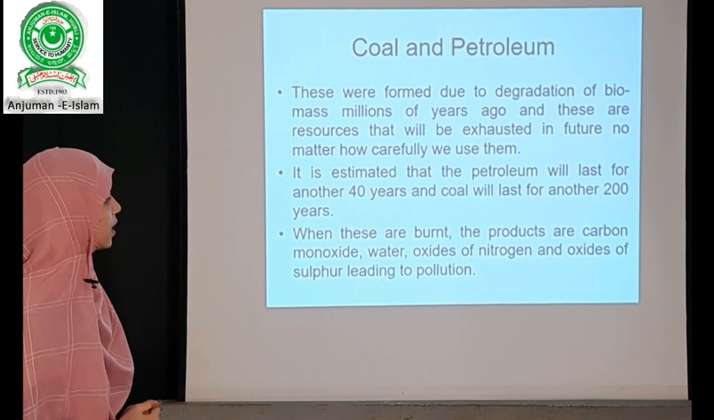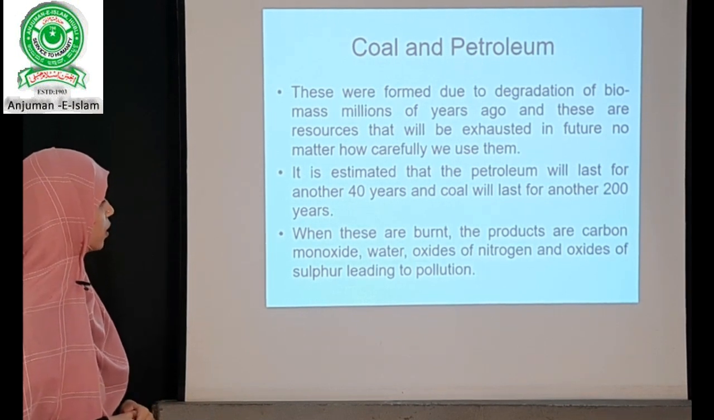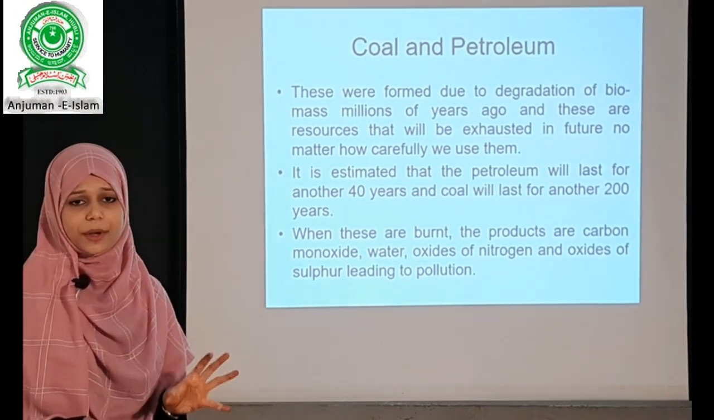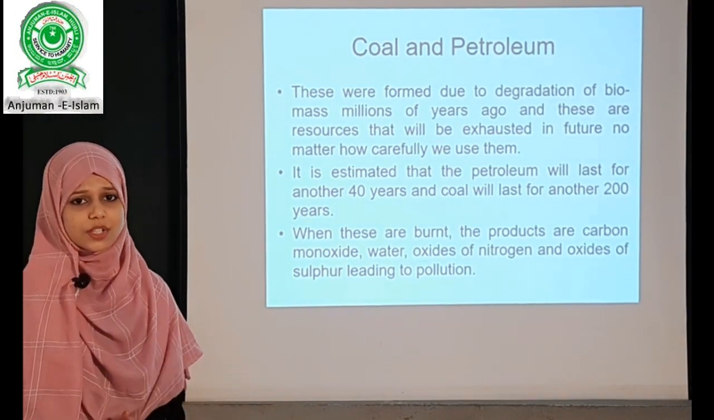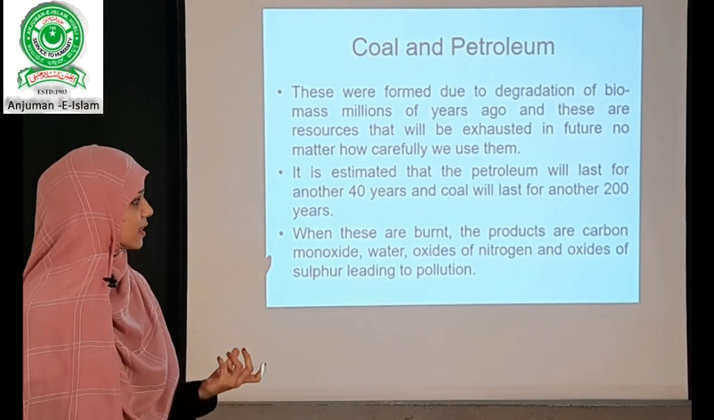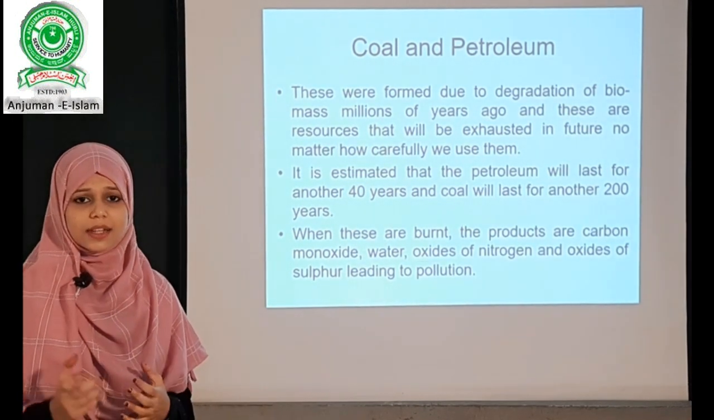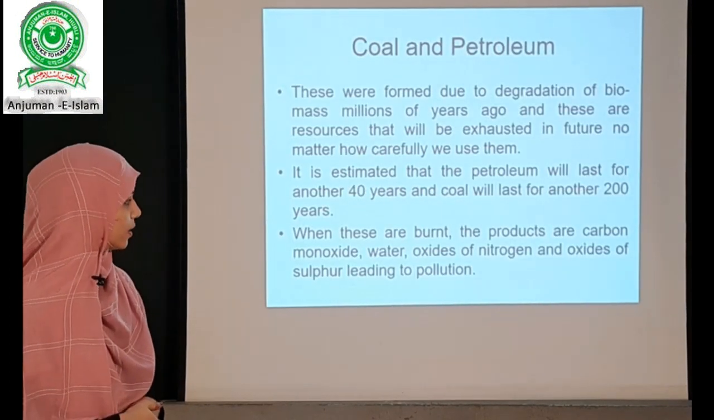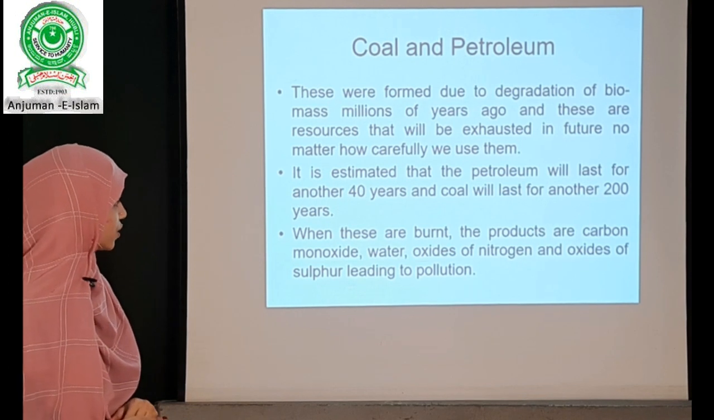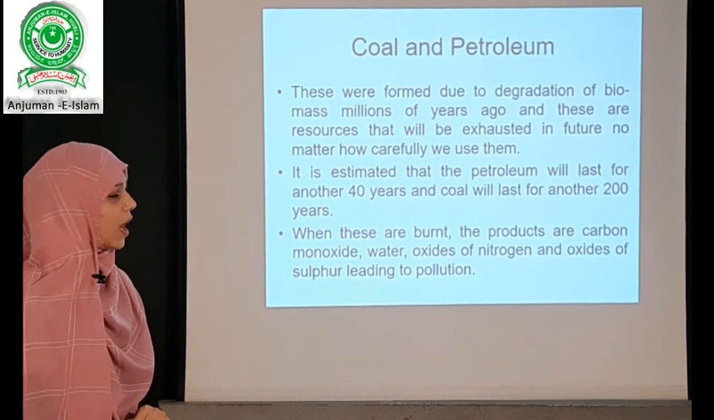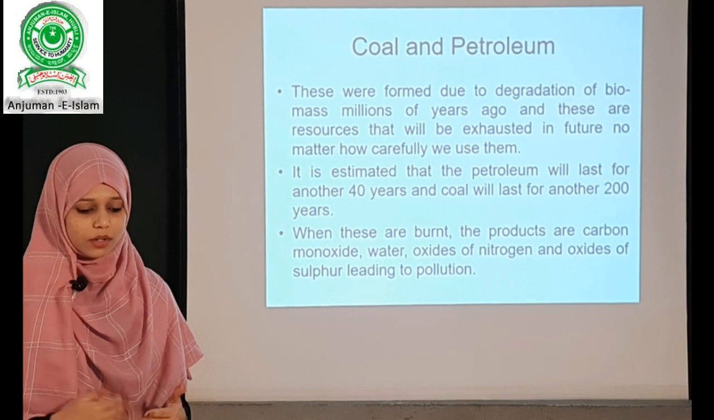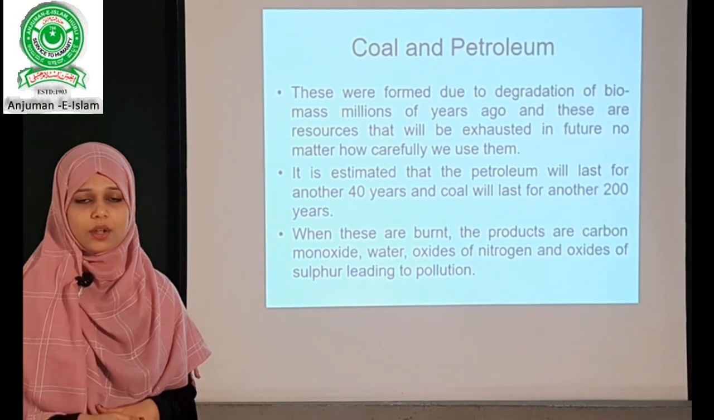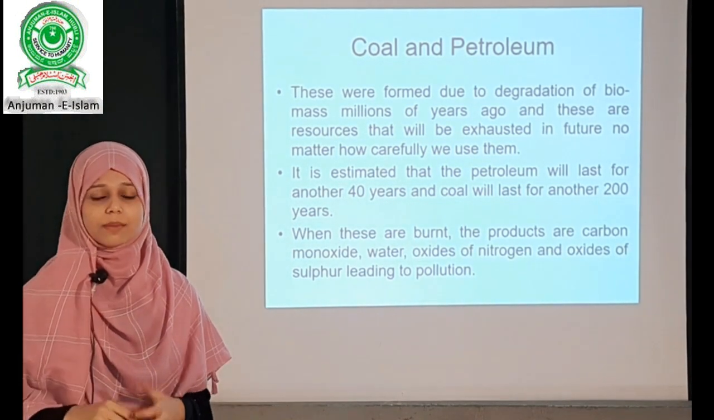When these are burnt, the products are carbon monoxide, water, oxides of nitrogen and oxides of sulfur, leading to pollution. By using coal and petroleum, some gases are liberated, right? These gases are the greenhouse gases, and they are polluting our environment. The gases are carbon monoxide, oxides of nitrogen, oxides of sulfur, etc. And the ashes present in the coal are given out in water. That is why I have written water there, okay. So this is how coal and petroleum are exhausted.